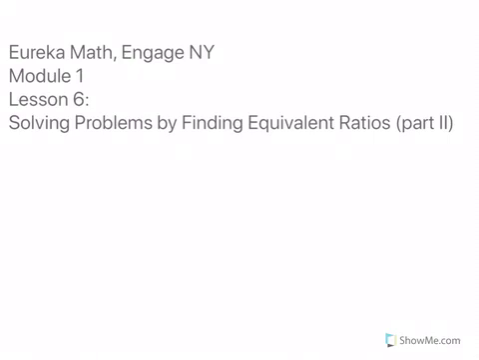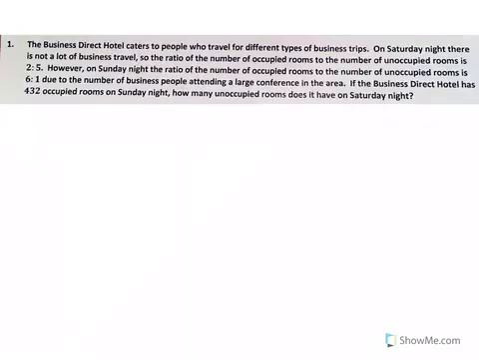Part 2. I added the Part 2. In Lesson 5, we looked at solving problems by finding equivalent ratios. The reason we're looking at it again is we're actually going to go a little bit farther. In some problems, you have a ratio that will change. It will change within the problem. So this is the same thing we did last time, but taking it a step farther. Let's look at some examples.